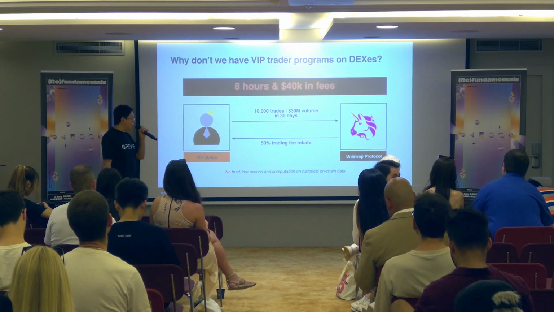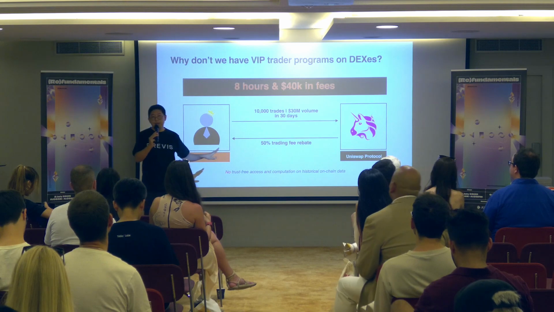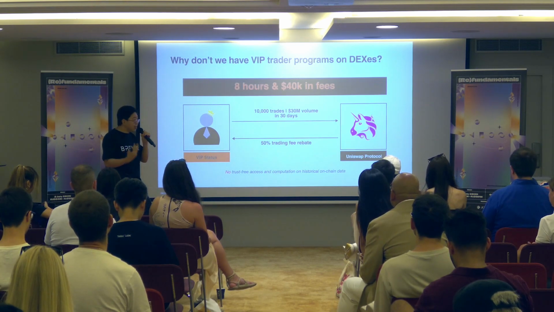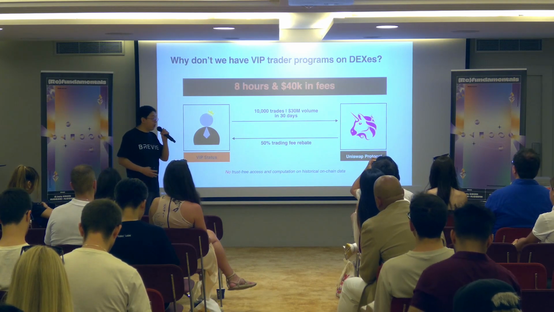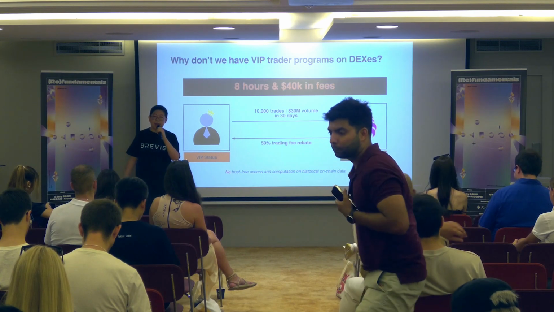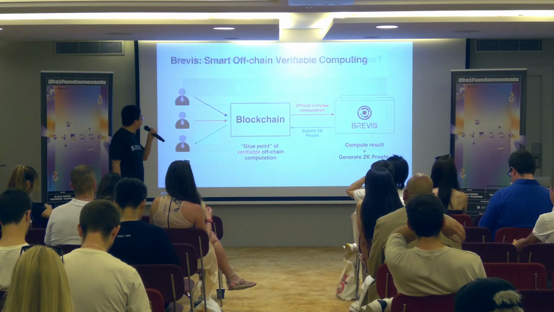Well, why is that? Because computing a user's historical trading volume directly in a smart contract is basically impossible to do. Even this kind of simple computation, you actually need to spend 40K in transaction fee and 8 hours of computing time just to do it, even on the simplest and cheapest rollups.